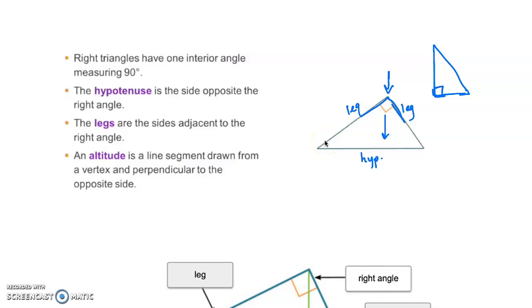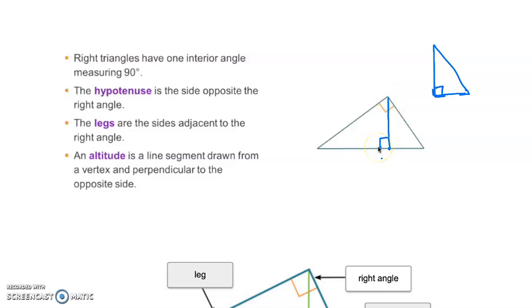And then the altitude is when we draw a line segment from the right angle to the hypotenuse. It's a perpendicular line, so it forms a right angle. So it's from a vertex to the opposite side, and that is an altitude. Now, in any triangle, you can draw an altitude. In a right triangle, the way that it's different is that you're drawing from the right angle and forming a right angle.